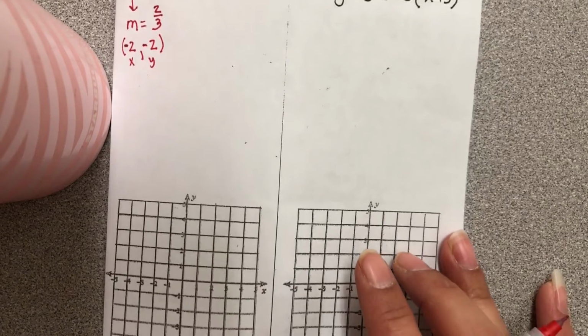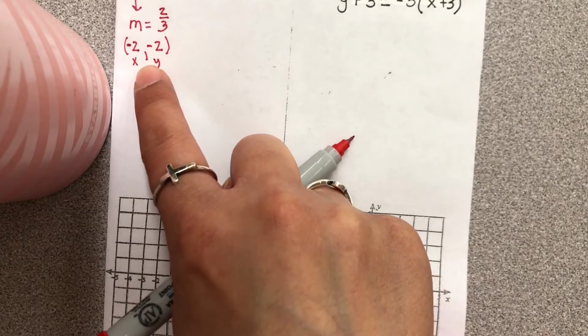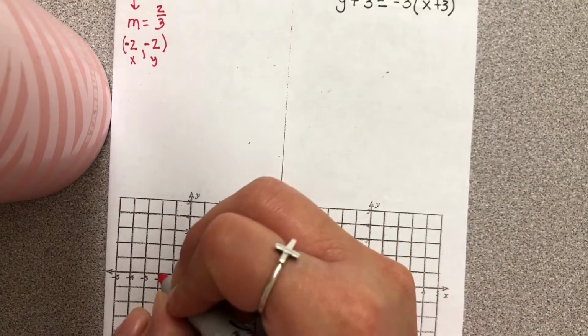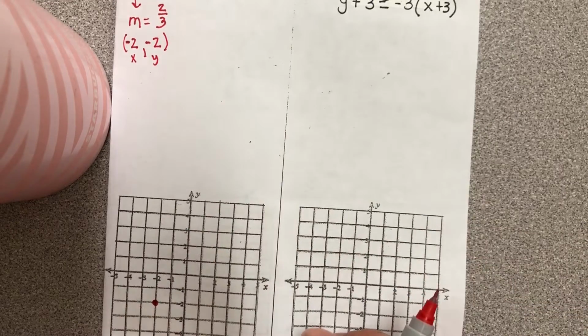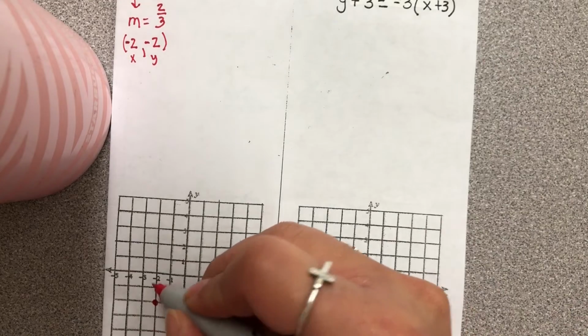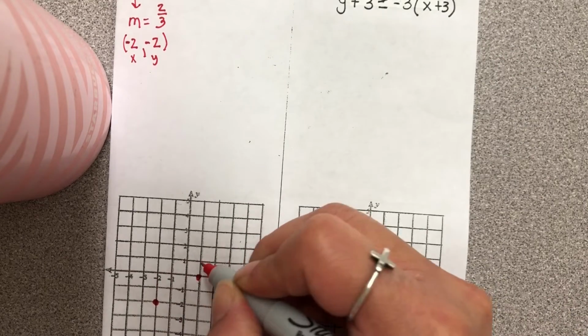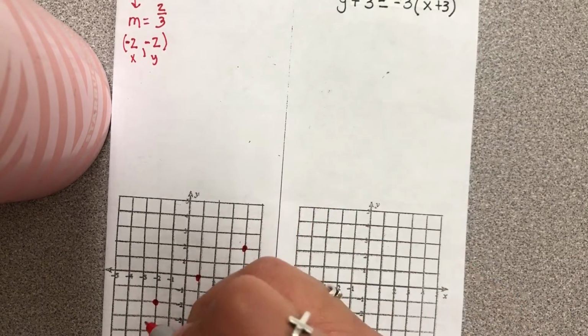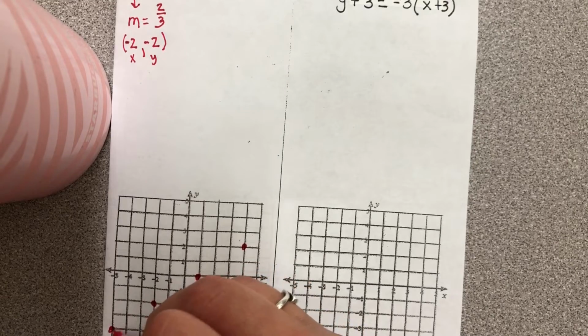So I'm gonna go to the grid, and I'm going to plot the only point I know, negative 2, negative 2. There it is. And from there, I'll do my rise and run. So up 2, right 3. Or down 2, left 3.